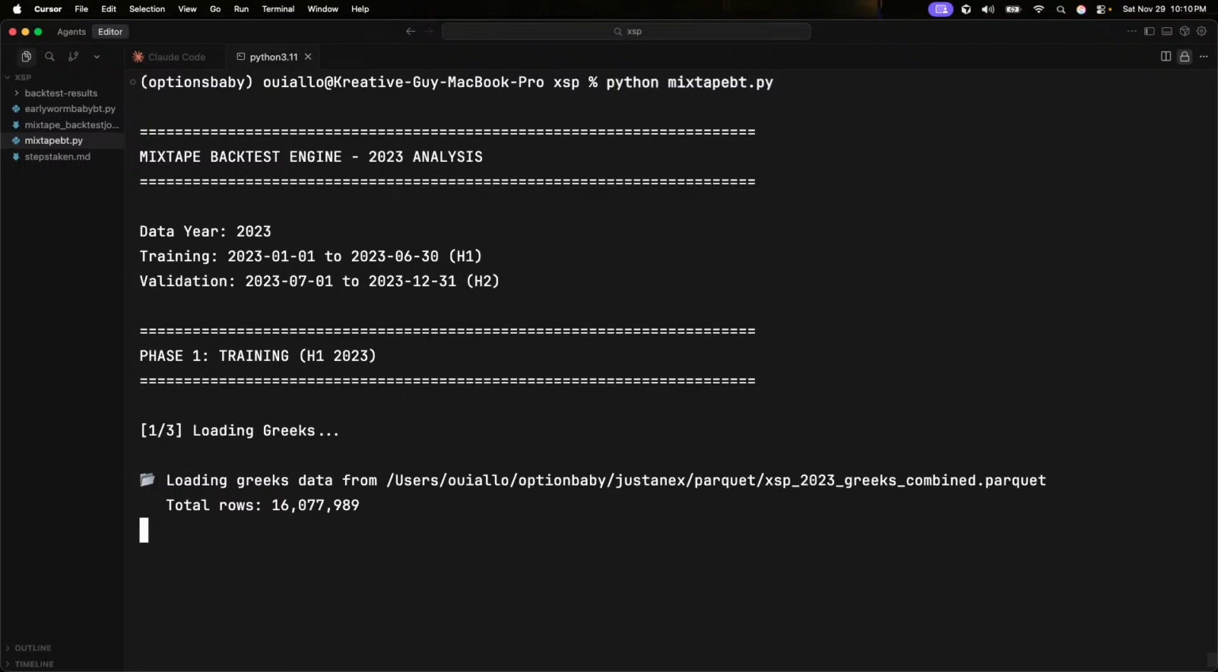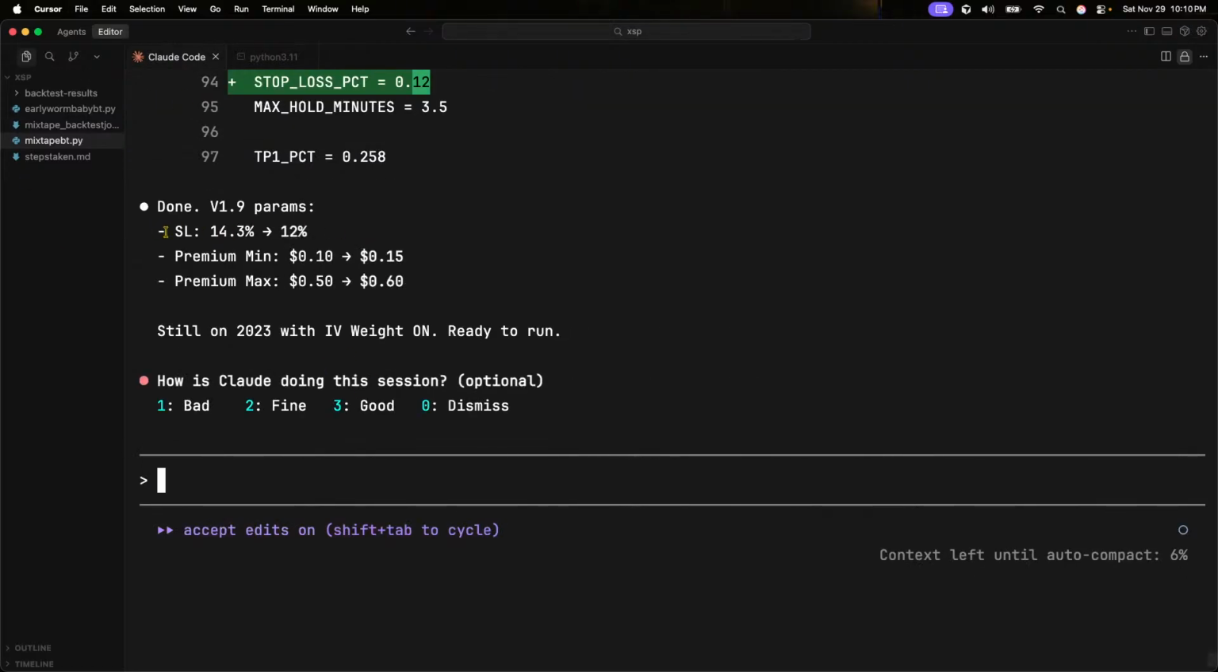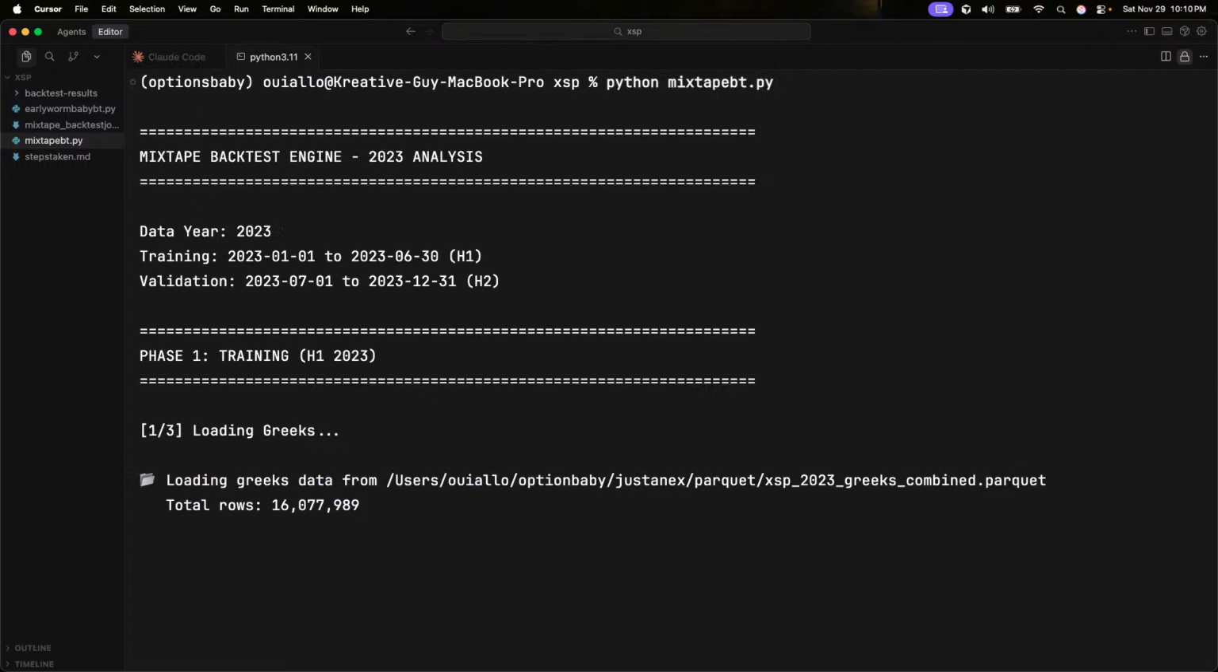So what we just did is I updated the stop loss from 14 to 12, and also updated the premium from 10 to 15, and then the max to 60. So let's see how this works out.